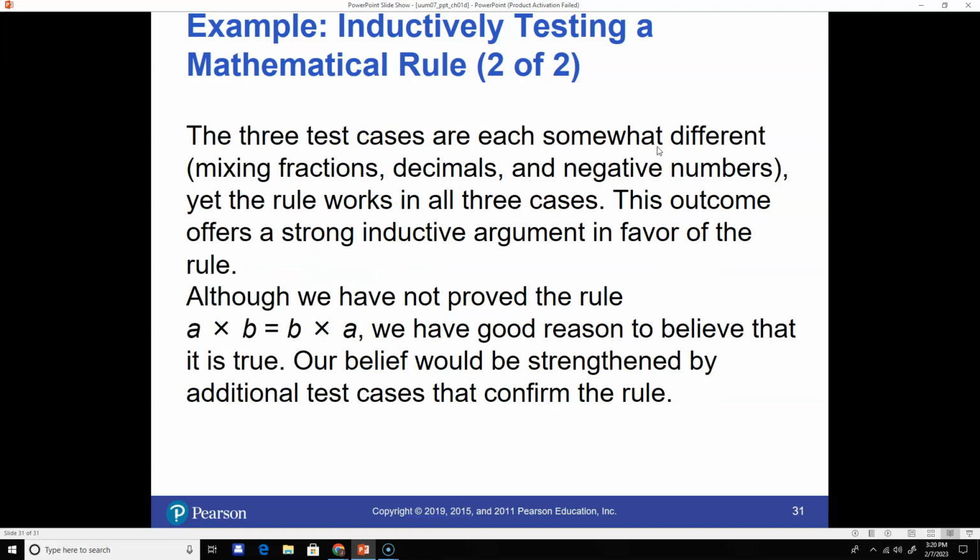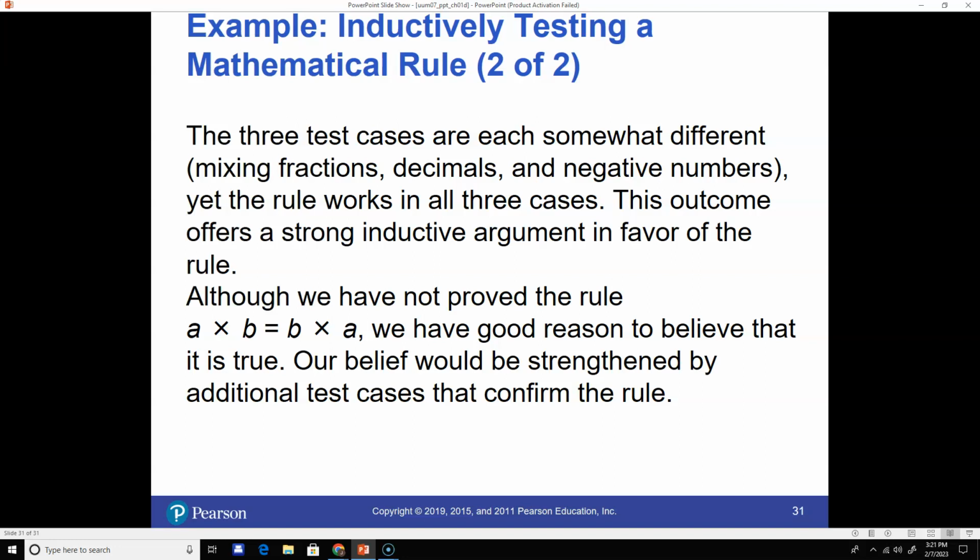So the 3 cases are somewhat different. They've got fractions in an example, decimals in an example, negative numbers, and the rule works in all 3 cases. So this is a strong inductive argument, but it's not proving the rule. It gives you reason to think that it's true, but it's not necessarily a proof.